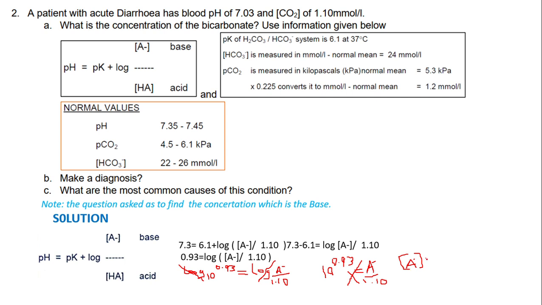So what is the answer? So what will be the answer? So 9.936 millimoles per what? Per liter. So that is the answer here. So this is simple. So the thing which I was saying, that's the same thing.